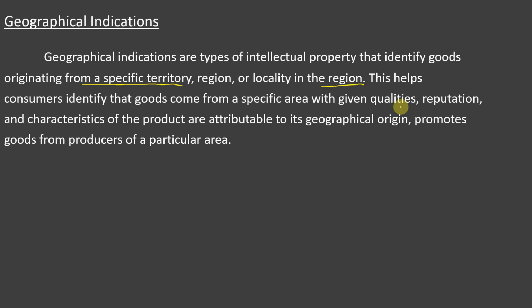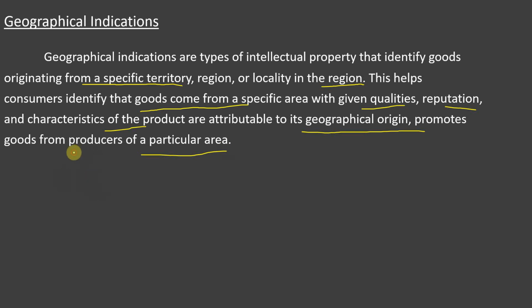This helps customers identify that goods come from a specific area, with the given qualities, reputation, and characteristics of the product attributable to its geographical origin, and it promotes goods from producers of a particular area. It is introduced to recognize those goods and sell them in national and international markets. So the geographical indication helped in selling those products in national and international markets.